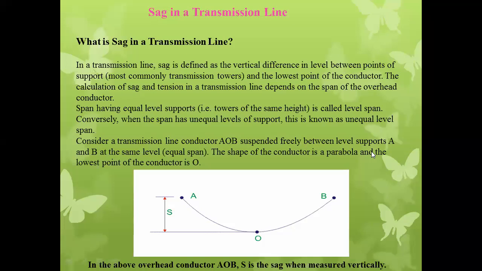Okay, so first of all, we will see what is meant by the sag in transmission line. It is observed in both cases, distribution as well as transmission side. In a transmission line, sag is defined as the vertical difference in level between the points of support, most commonly transmission towers, and the lowest point of the conductors. This one is the simple definition for sag in overhead transmission line.